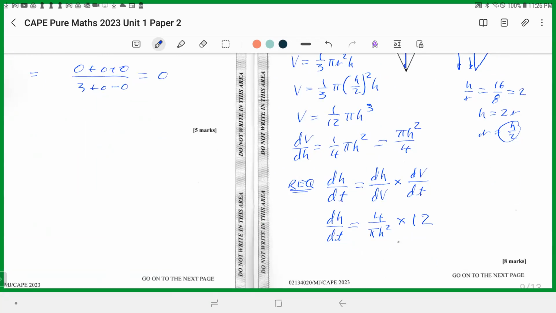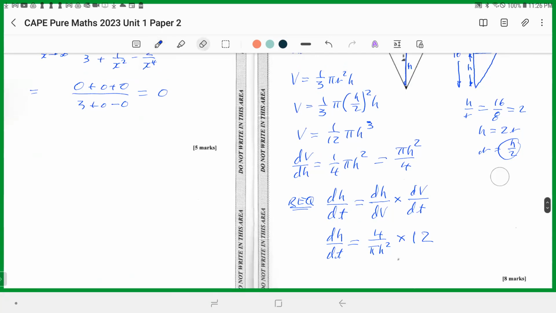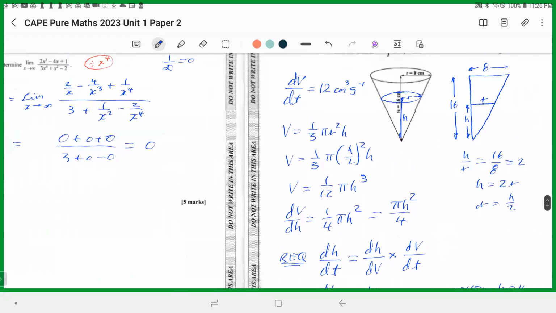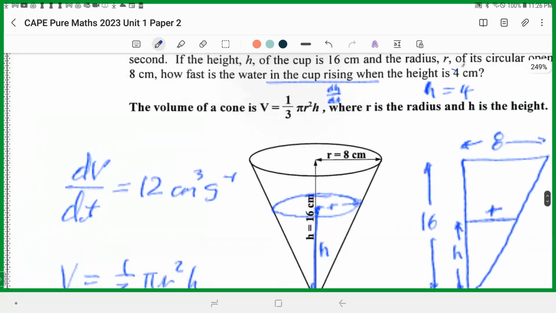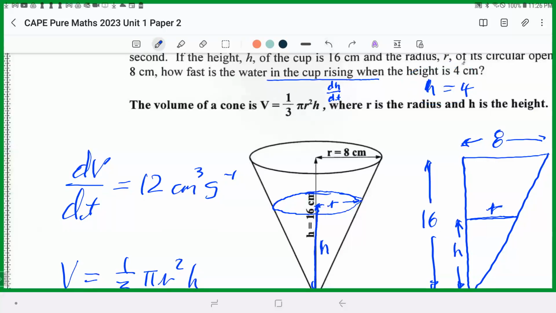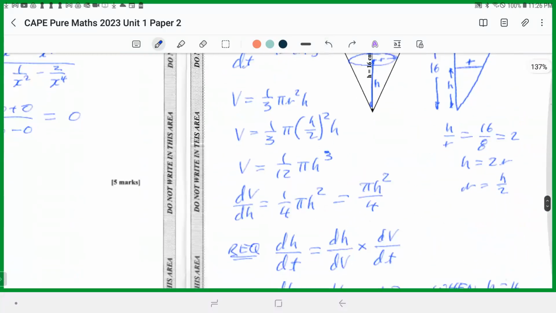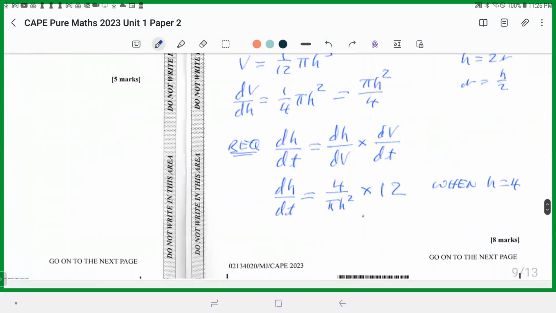And it's when h equals what? They said they want it when h equals 4. That's what they said, the height is 4. I don't like how this question is set up, because they put the r and the h on this diagram. Some students might not even know how to move. Remember, you have to be smart. When the height is 4, you put the 4 right here, and that's how you get the answer.